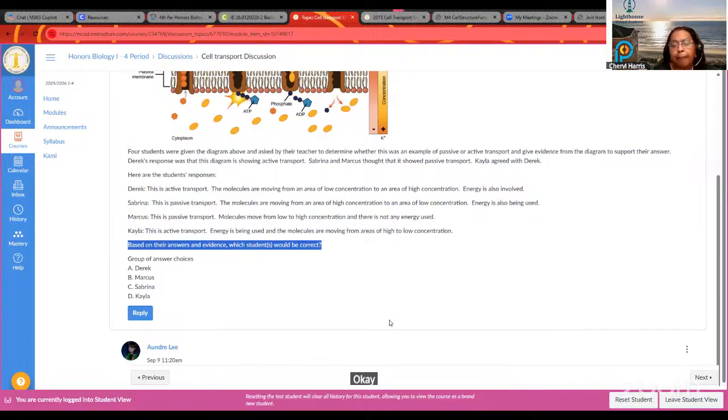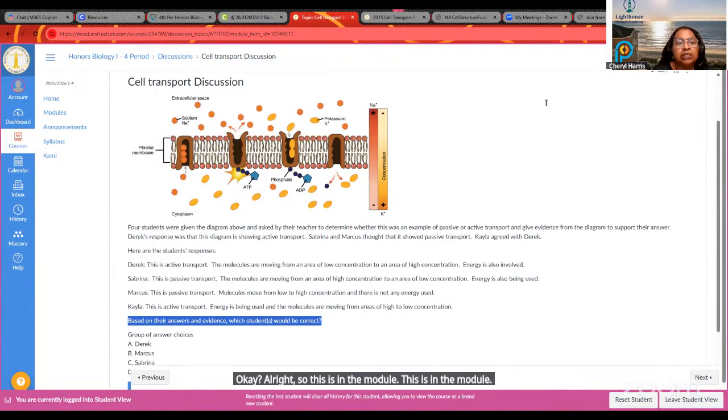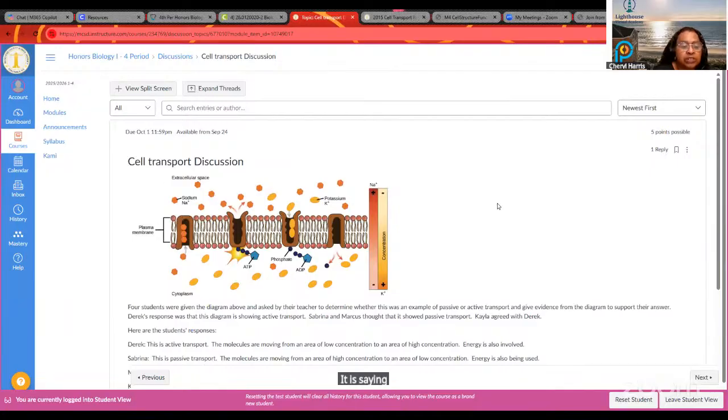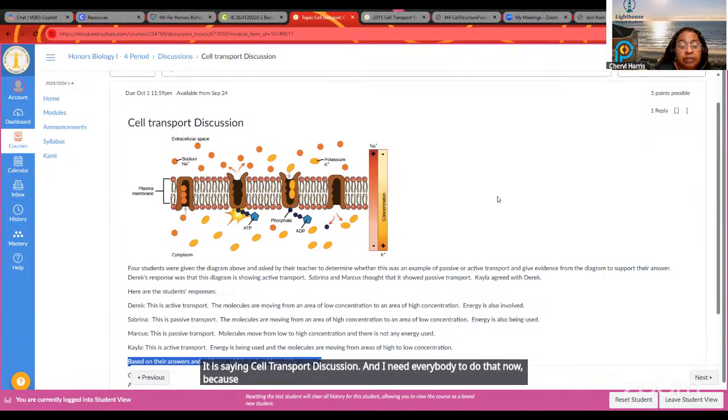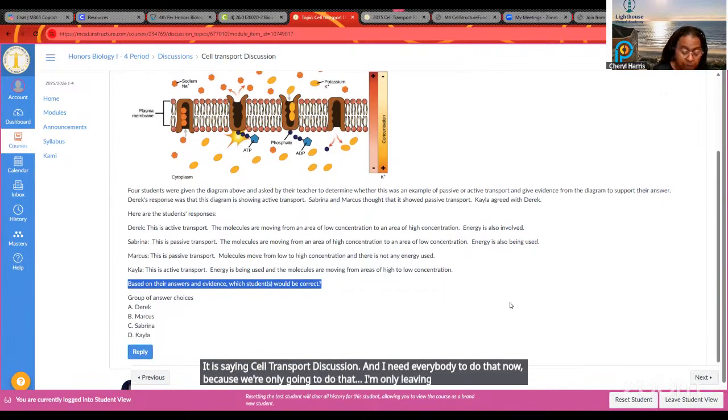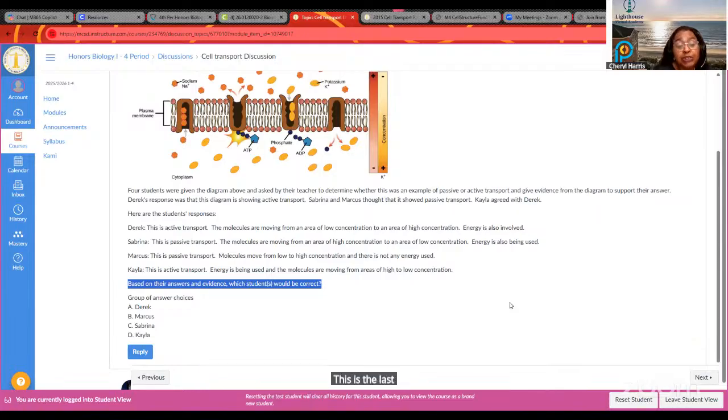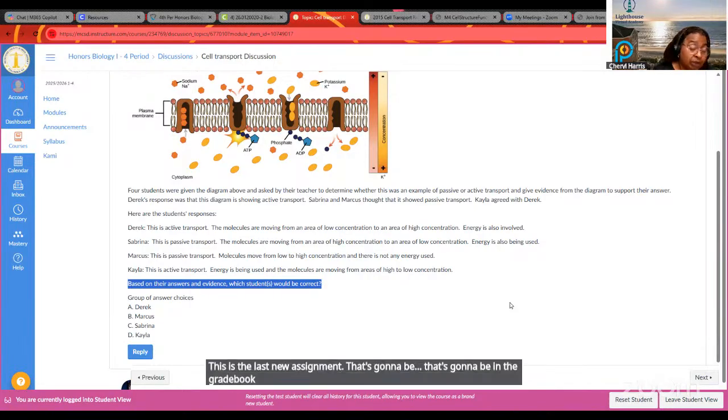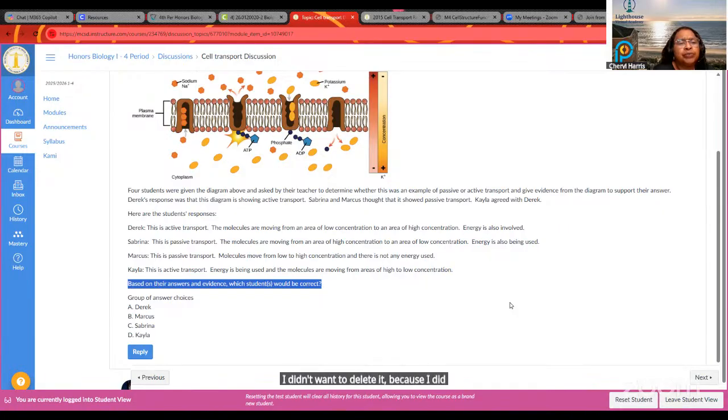Okay. All right, so this is in the module. It is saying cell transport discussion. And I need everybody to do that now, because we're only going to do that. I'm only leaving this for a few minutes. So everybody needs to do this now. This is the last new assignment that's going to be in the grade book. It was already in the grade book. I just had to figure out. I didn't want to delete it because I did want you to do it. So I need you to do it now.